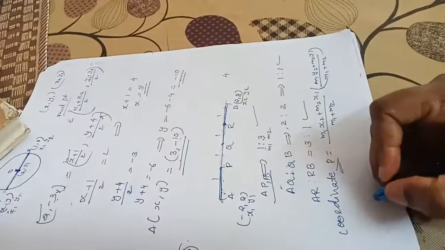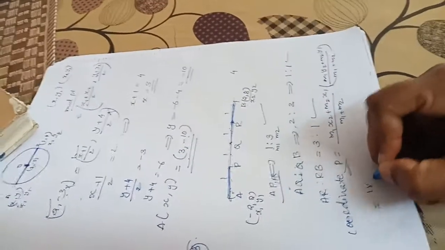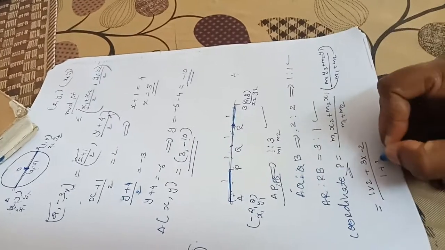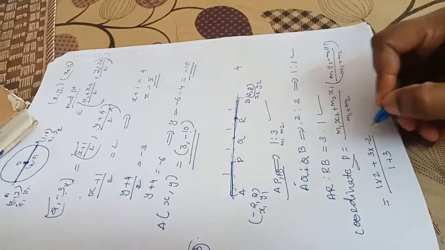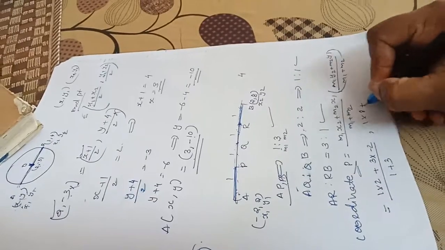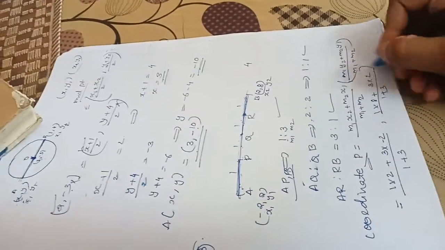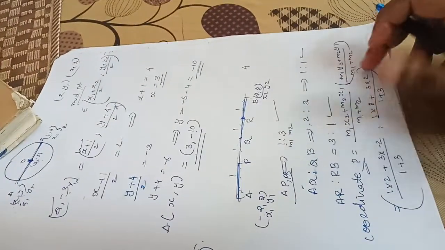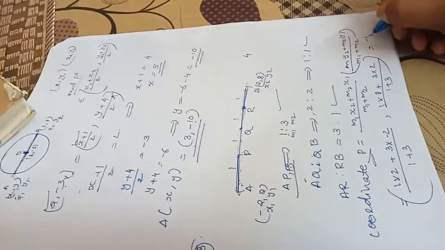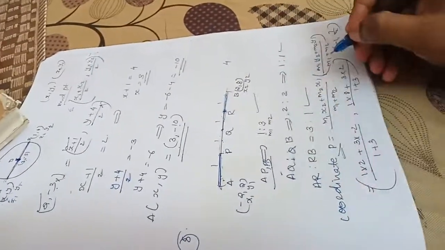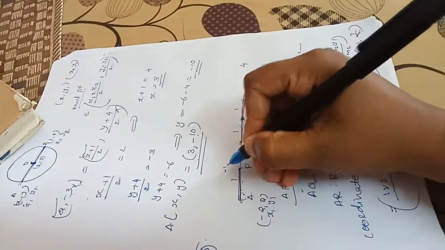Next, substitute the values. m1 into x2: 1 into 2 plus 3 into minus 2, divided by 1 plus 3, which is m1 plus m2, comma, 1 into 8 plus 3 into 2 divided by 1 plus 3. After normal calculation and simplifying, you will get minus 1 comma 7 by 2. So this is the point P.